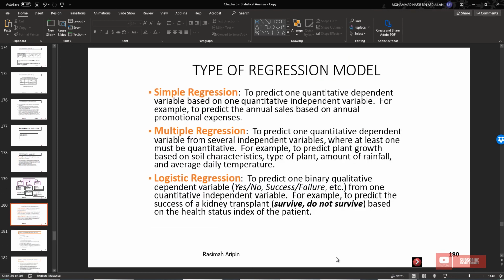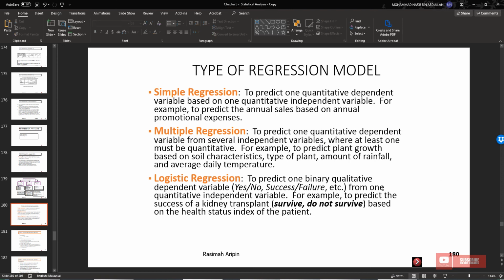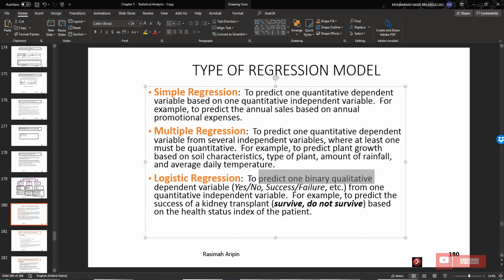For linear regression, simple linear regression is to predict one quantitative dependent variable based on one quantitative independent variable. For multiple linear regression, it is to predict one quantitative dependent variable from several independent variables. So this is the main criteria. For logistic regression, no need to touch yet, but it is to predict one binary qualitative dependent variable.